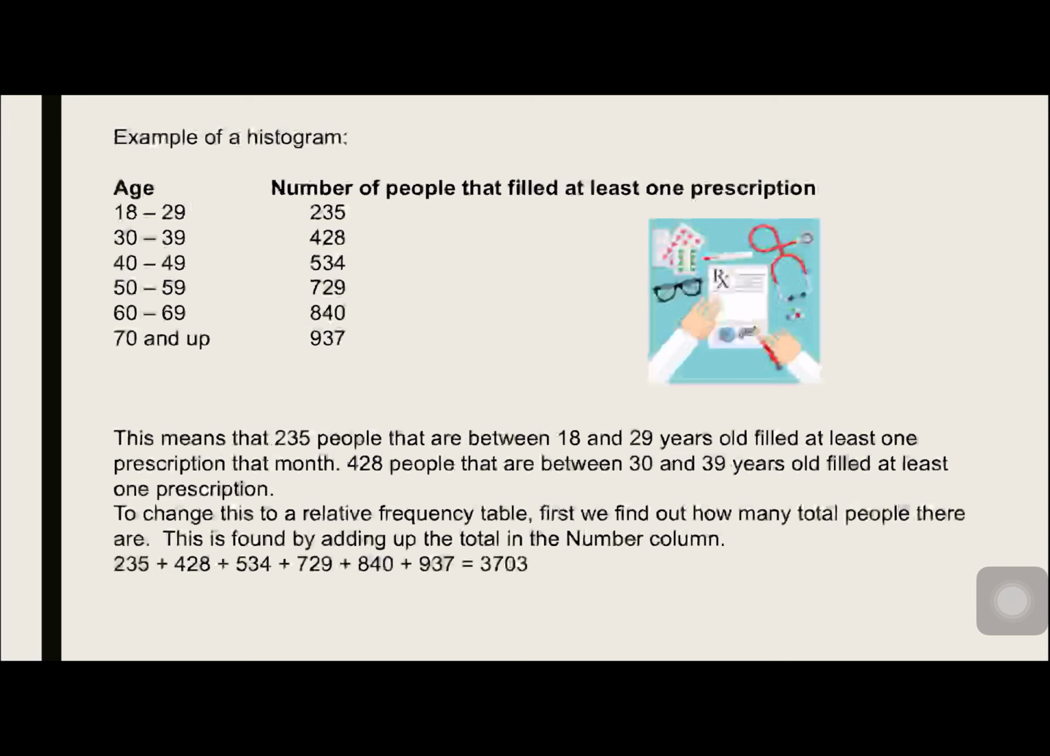To change this to a relative frequency table, first we need to find out how many total people there are. This is found by adding up the total in the number column. So add up your total people and you get 3703. So that means there were 3,703 people total.